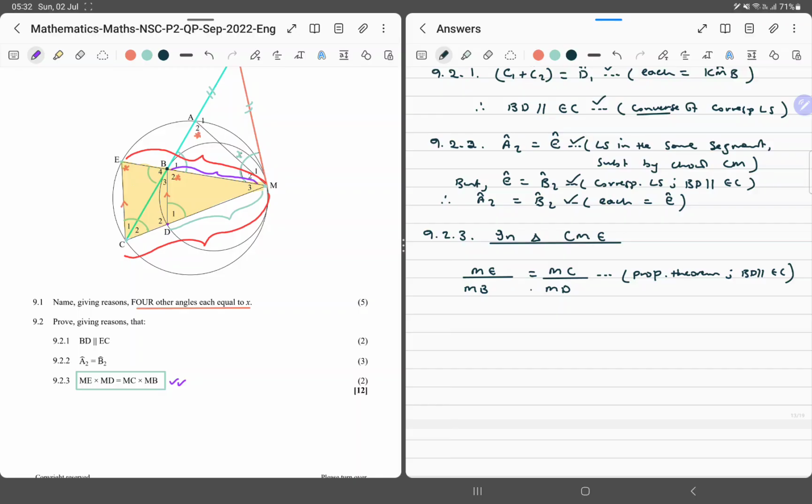Yeah, and then we just simply cross multiply things here. Therefore, ME multiplied by MD is going to be equal to MC multiplied by MB. That's it. So essentially, that is the story. The statement and the reason, I think, because the rest is just connected to that. So we take our 12 marks and we run with it.